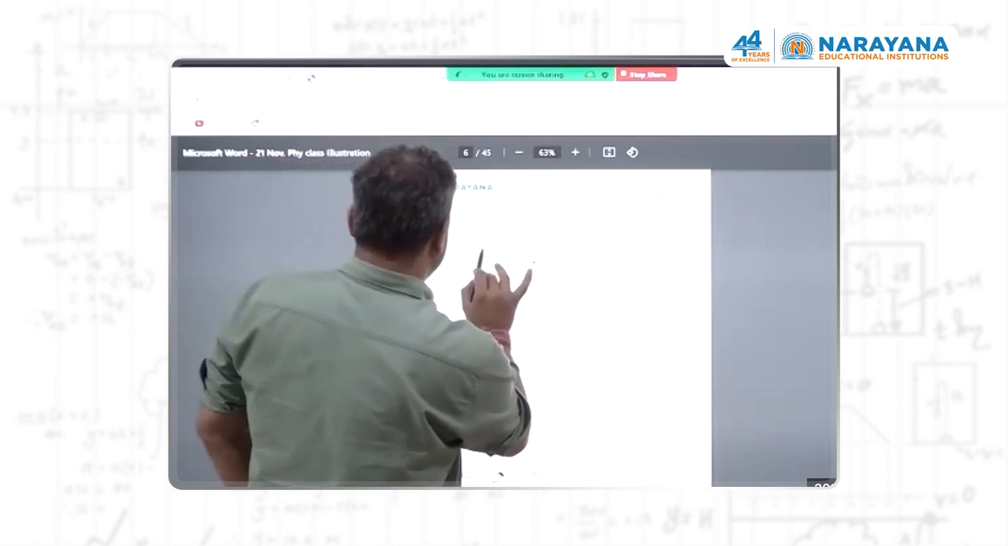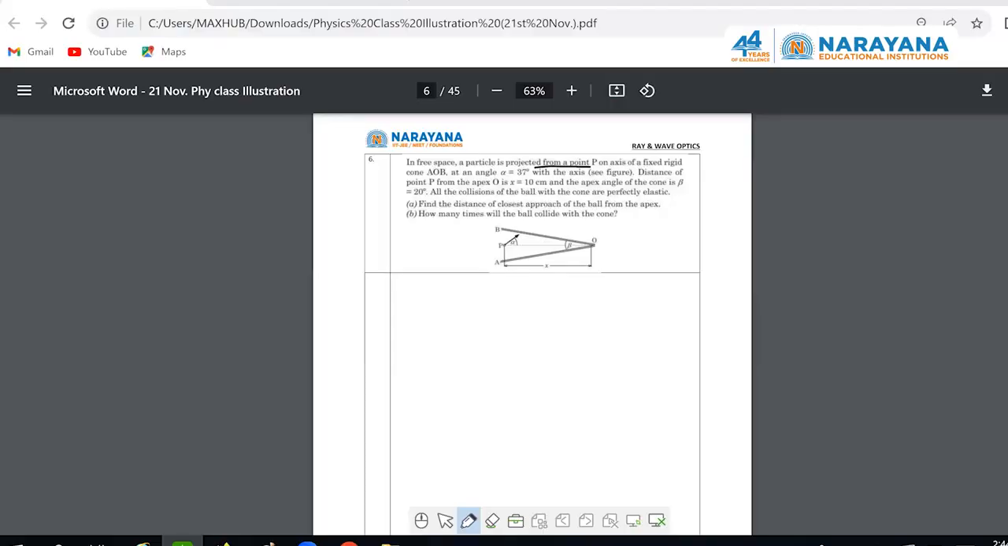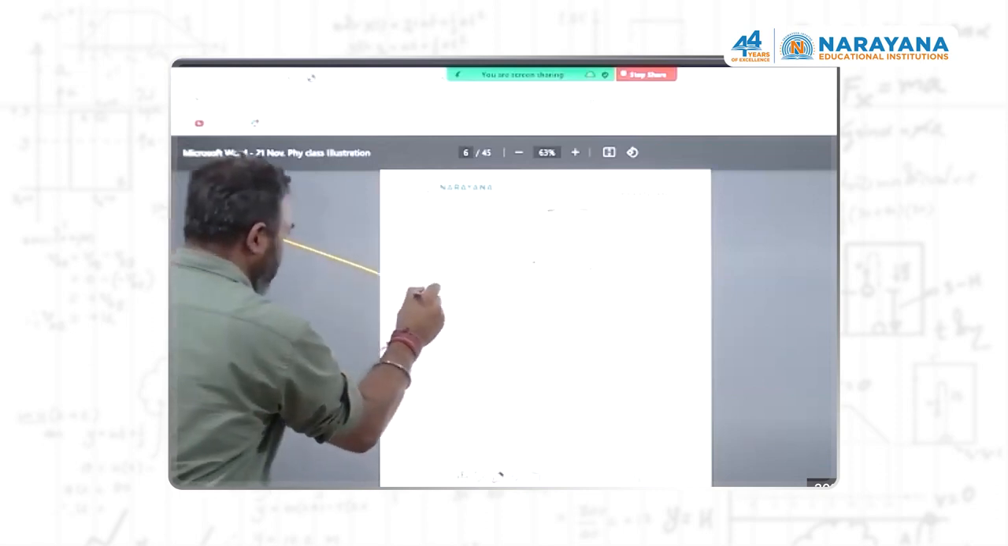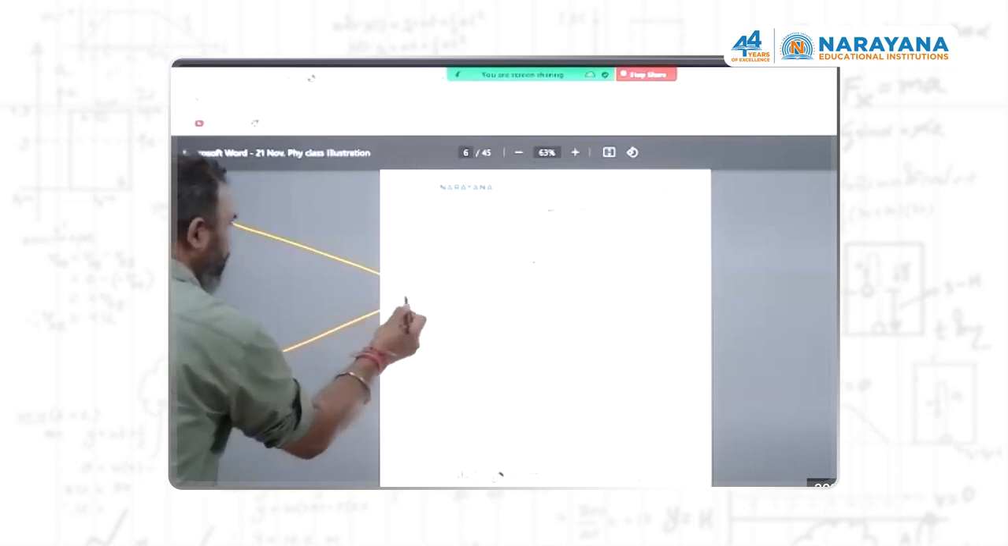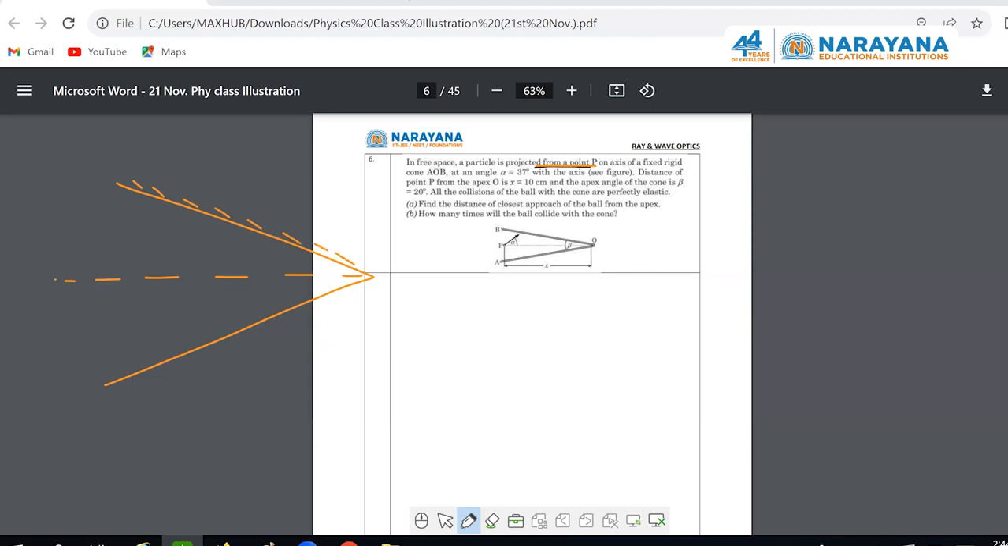Read this problem carefully. In free space, a particle is projected from a point P on the axis of a fixed rigid cone AOB. Now, this is a conical mirror kind of stuff. This is the reflecting face. This is the axis of the cone, and these are the reflecting faces, right? So somebody has a ray which starts, what he has written, a particle. Okay, so think of it like a laser beam.